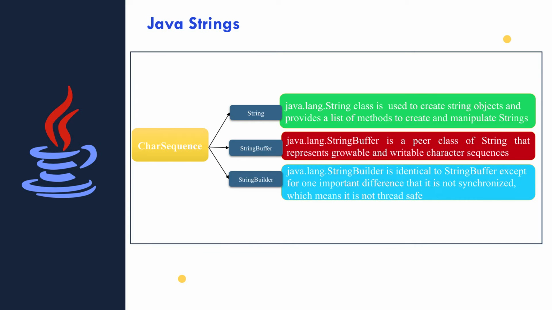Moving further, Buffer and Builder are different in a way that Buffer is thread safe whereas Builder is not thread safe. So what is thread safety? Thread safety is synchronization. When multiple threads are going to access the same single object, there we need synchronization, right? So StringBuffer is built in and is by default synchronized, but the StringBuilder is not synchronized. That is the difference between Buffer and Builder.